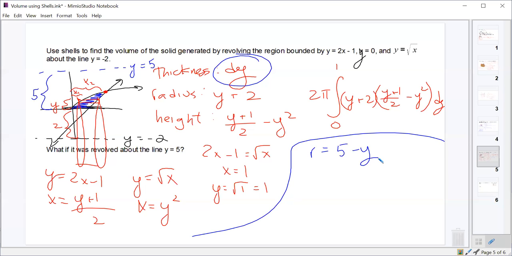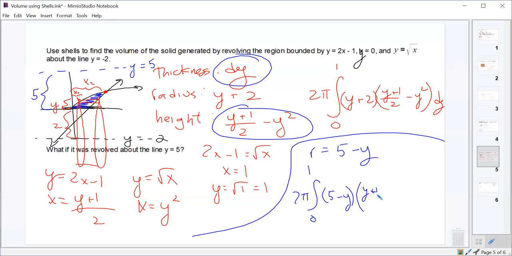Does the height change? Nope. The height should stay exactly the same. So the limits of integration will stay the same. The only thing that's going to change here is we will replace the y plus 2 with a 5 minus y. Good or no? Good? That's a thumbs up.